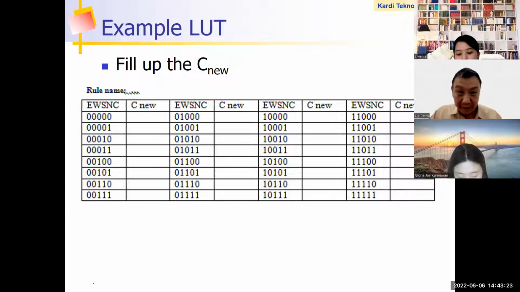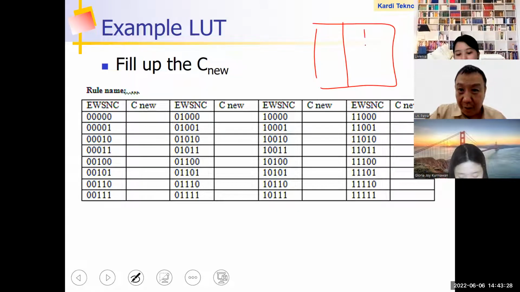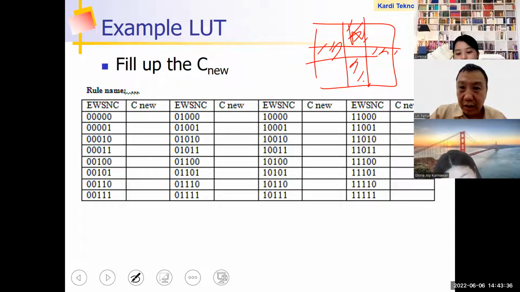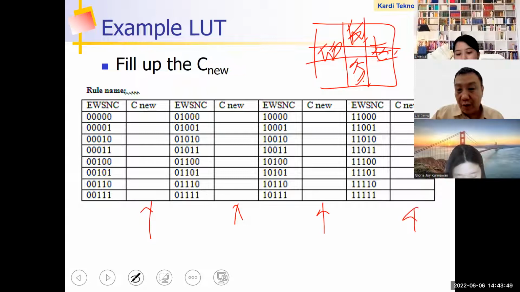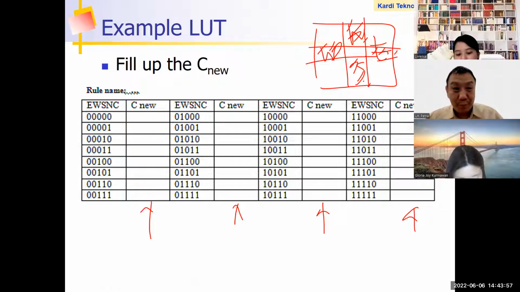Now, say you use a von Neumann neighborhood, which only has 4 neighbors. So only the left, right, top, and bottom. I call this north, south, west, and east. East is always on the right. Then you just fill up this value with 0 or 1, and you will get your own rule, if it is binary. Is it okay?